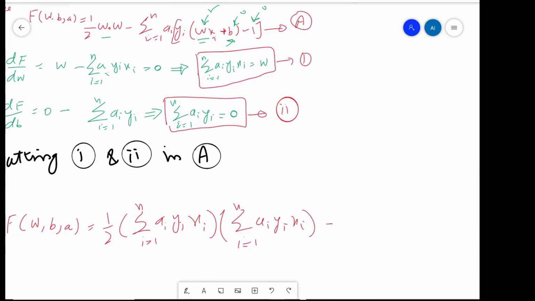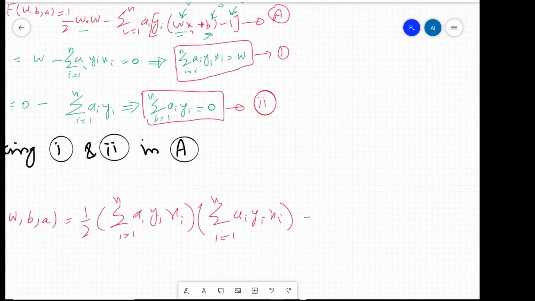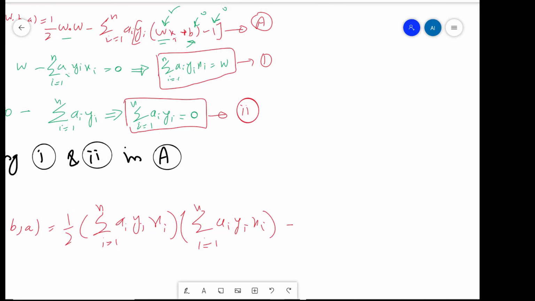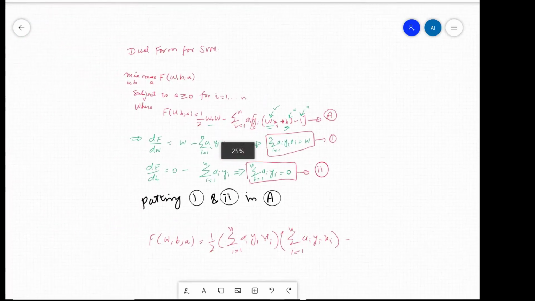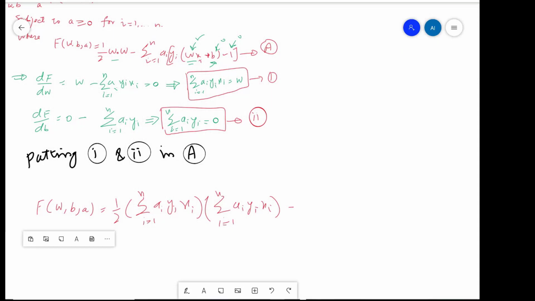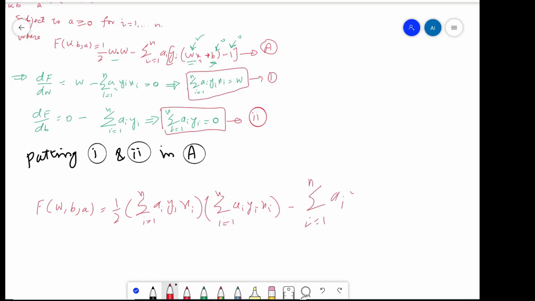And you know that summation of alpha i, yi and xi is equal to w, and summation of alpha i, yi is equal to 0. So summation of i equal to 1 to n of alpha i, which is the basic equation, and y into wxi, plus then alpha is multiplied with b and y is also multiplied with b.